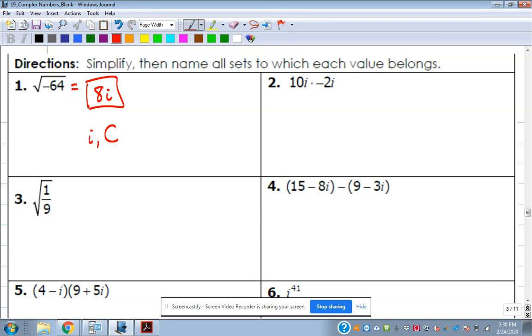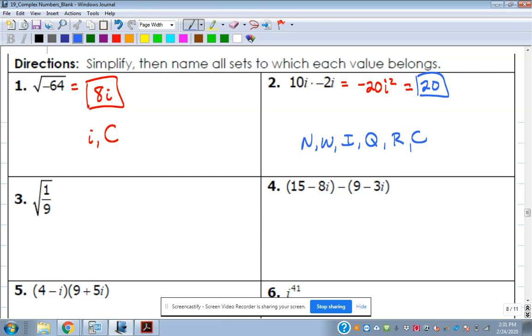10i times negative 2i. Negative 20i squared, which makes it what? Positive 20. What kind of number is that? It's a natural number, one we learned to count with. I think you've got to be able to count to 20 before you go to kindergarten now. If it's natural, it's also whole, which is also an integer, which is also rational. It's also real, and if it's real, it's also complex. Remember the bigger box we've added: that complex box has the real number box sitting inside of it.